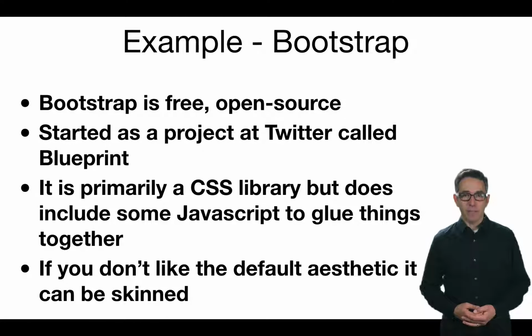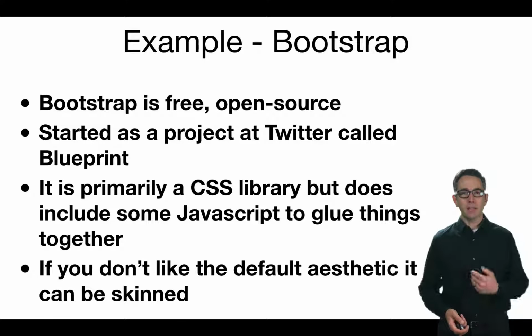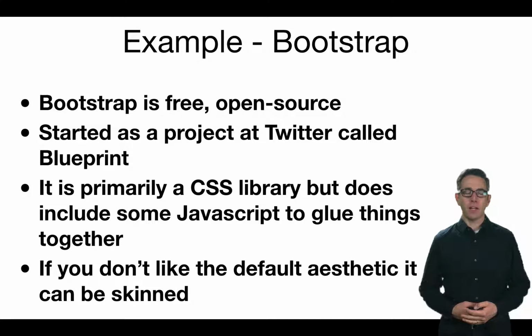An example of such a framework, it's not the only one, but it's a very common and powerful one, is called Bootstrap. Bootstrap is a free and open-source software library. It started as a project at Twitter called Blueprint, and Twitter decided to release it to the community, and now it's open source and being developed independently of Twitter. It's primarily a CSS library. What does that mean? It's an external style sheet with a bunch of rules that have been written into it that you can leverage by attaching class attributes to your nodes in your HTML tree, your elements in your HTML tree. There is a little bit of JavaScript as well to help glue some of these pieces together.